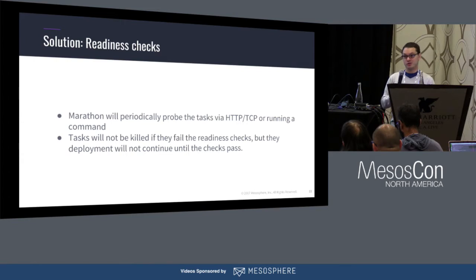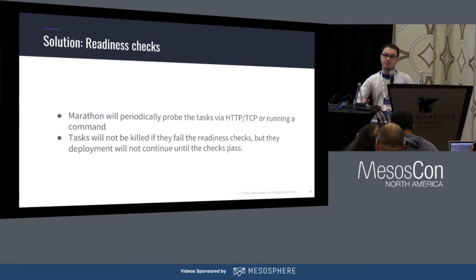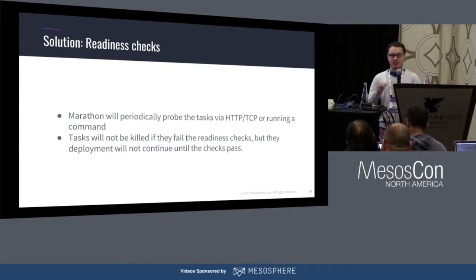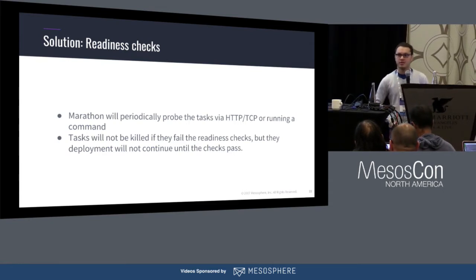Marathon will try to connect to your tasks and will evaluate the result, but if those checks fail, it won't kill the task. That's the main difference between a health check and a readiness check. If a health check fails n number of times, then Marathon will kill the task and replace it with something else. But if readiness checks are failing, Marathon will just not continue deploying your application. It will wait for that task to be ready and then continue. So if readiness checks are failing, you will observe that your deployment gets stuck, but your task will not be killed.